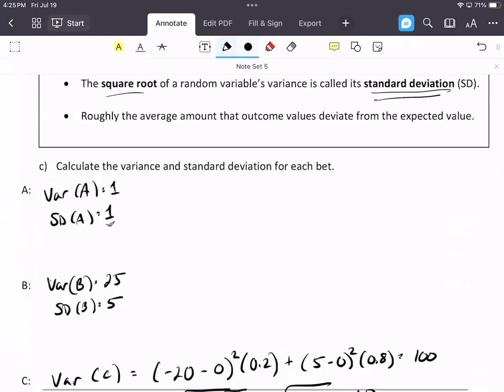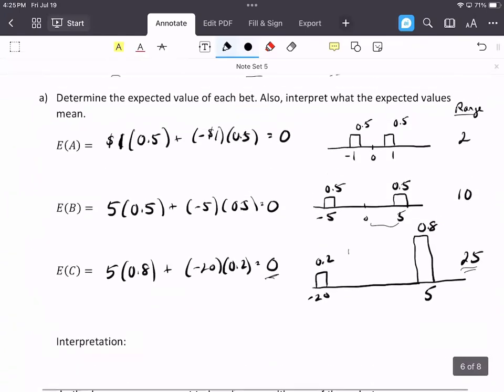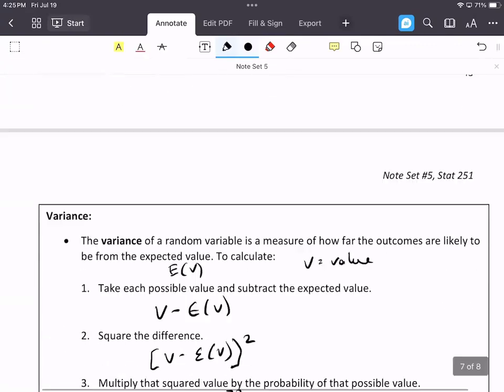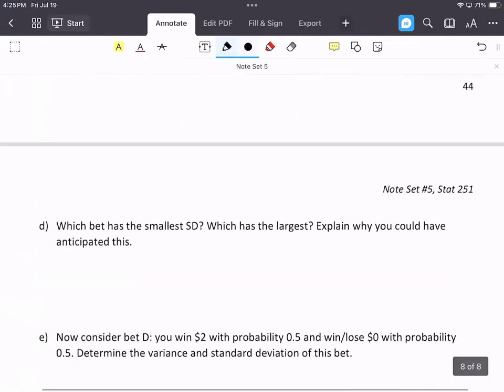And that makes sense because if we go back up here, remember, we're thinking about spread. Here, the values -1 and +1 are very close to 0, where here the center is 0, but we've got this -20 way out there. Remember, we want to measure the spread of the data. So A has the smallest and C has the largest. C is spread out and dramatic looking, whereas in A, the values are close to the mean.